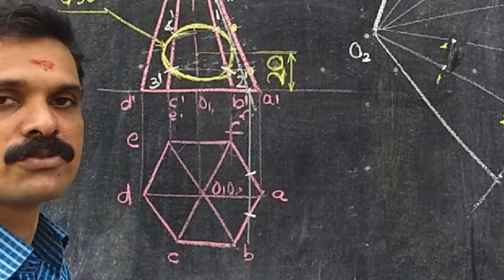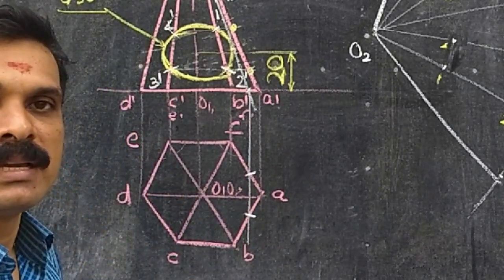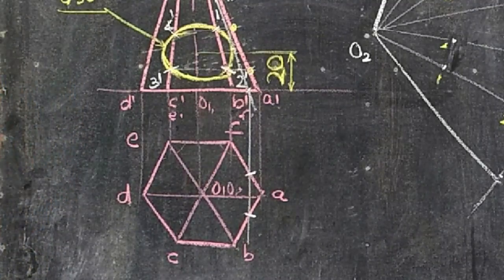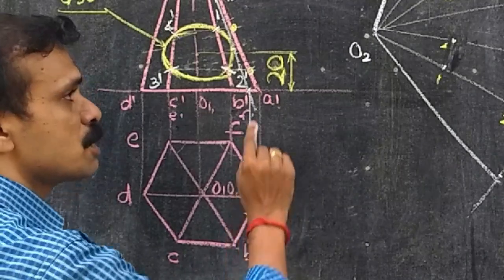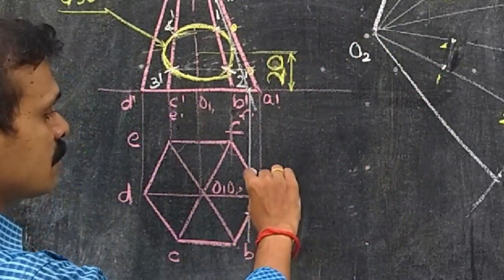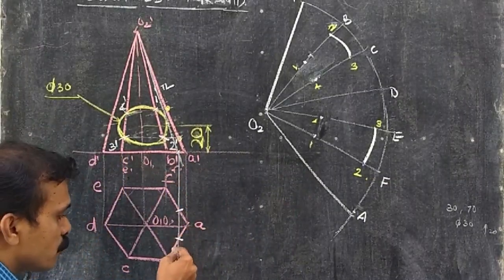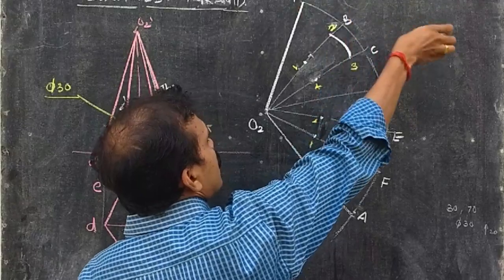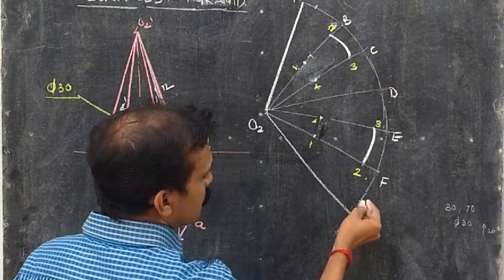I hope all of you have understood. So what does this mean? It means that if we are able to mark this position on the development, how can we mark that point? Take this distance. Take this distance from A towards F and towards B. So from that A, mark that point. From that point A, mark that point F.